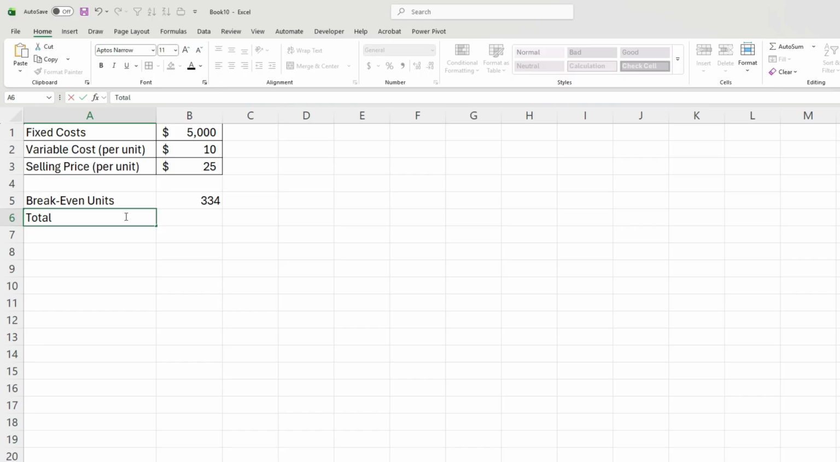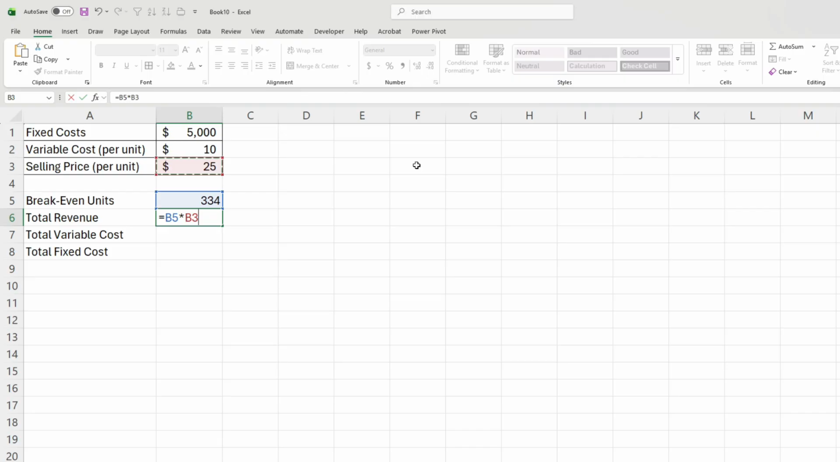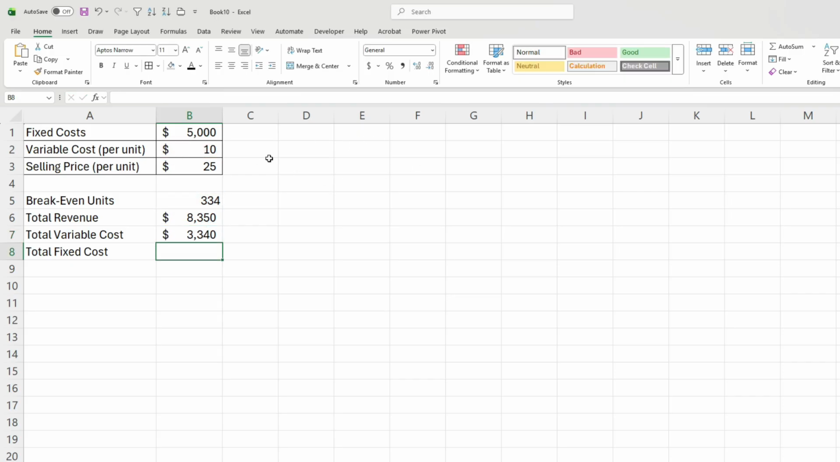If I look at my total costs and my total revenue, actually, let's flip this around. Total revenue, total variable cost, and total fixed cost. So just to prove this out, if we have 334 units, we multiply this by our selling price of $25. So we'd make $8,350. For the variable cost, we take the number of units and also multiply that by the variable cost per unit. And here we've got 3,340. So as you can see, that's a difference of about $5,000. And that's obviously going to be relating to our fixed cost.